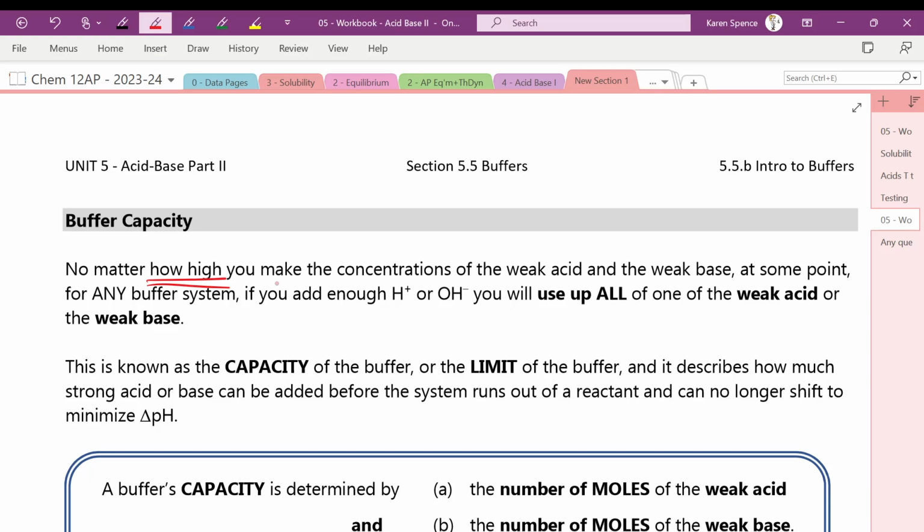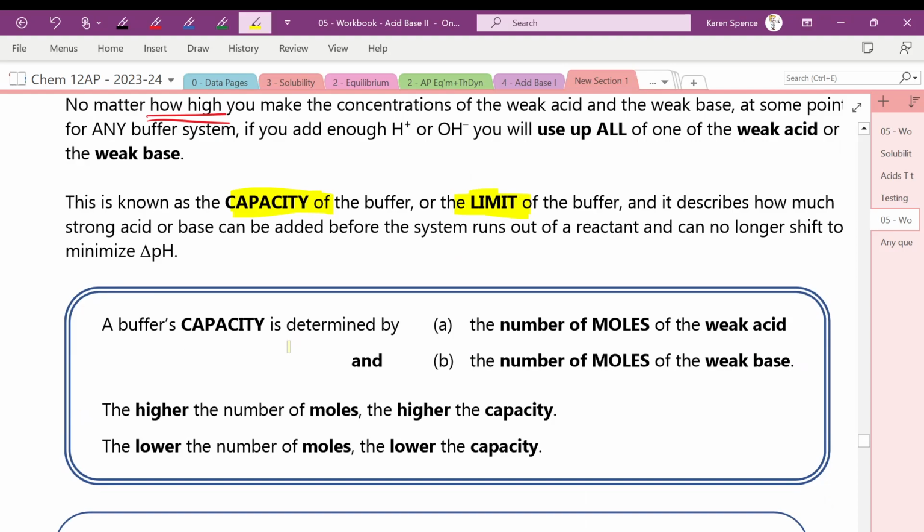This is known as the capacity of the buffer, or the limit of the buffer, and it is determined by how much acid you have and how much base you have. So in other words, the capacity is determined by the number of moles of weak acid and by the number of moles of weak base. The higher the number of moles, the higher the capacity. The lower the number of moles, the lower the capacity. Yes? Okay, cool.